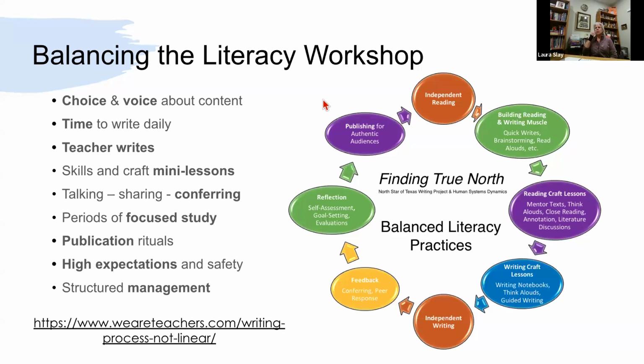So balanced literacy is about choice and voice, time to write every day. The teacher writes with the students. This is part of that shared writing experience. Skills and crafts mini lessons where you teach specific skills, like maybe it's punctuation, maybe it's how to use metaphor, maybe how to use more descriptive writing, maybe how to bring voice into the writing piece. And we're going to talk a little bit about that soon when we talk about the write traits. And that'll be part of today's discussion.